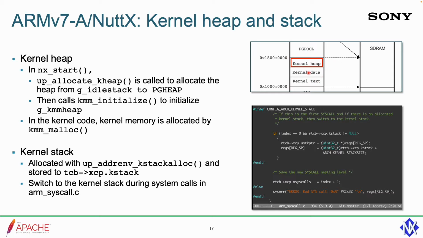To initialize the heap, KMM initialize is called. In the kernel code, kernel memory is allocated with KMM alloc. The kernel stack is allocated with up address and kstack alloc, and stored to TCB XCB kstack. After that, we switch to the kernel stack during system calls in ARM syscall.c.